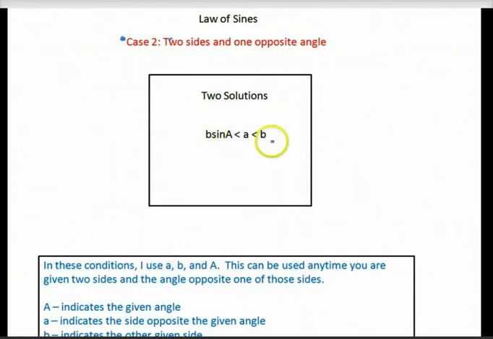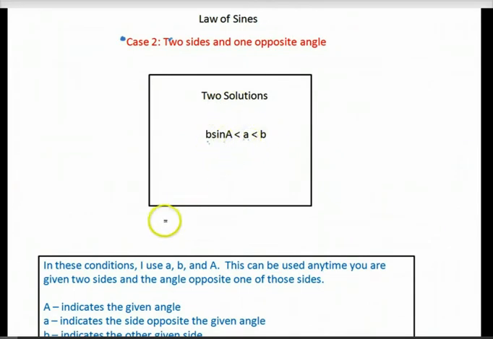If you want to do the test at the beginning to see whether you'll have 1, 2, or no solutions, we still do b times the sine of a, and if it's smaller than a, remember if it's bigger than a, it's no solution. If that value is smaller than a, but a is still smaller than b, then you'll end up with 2 solutions.